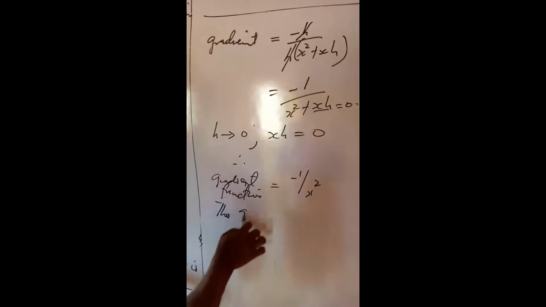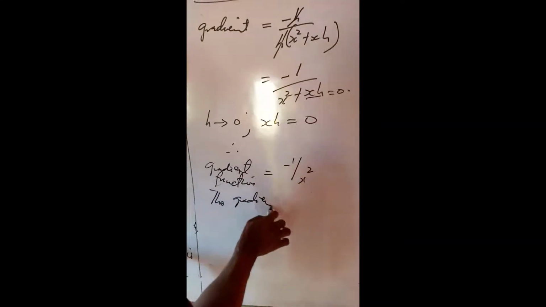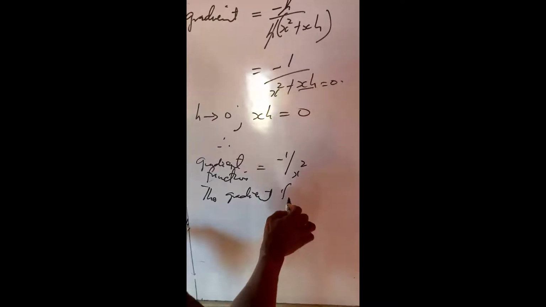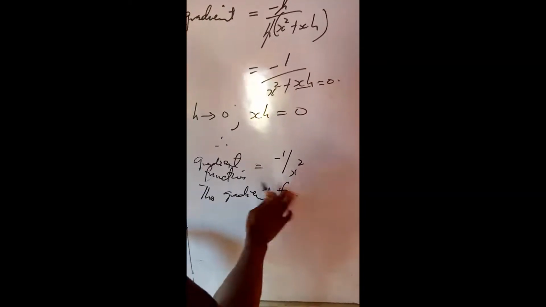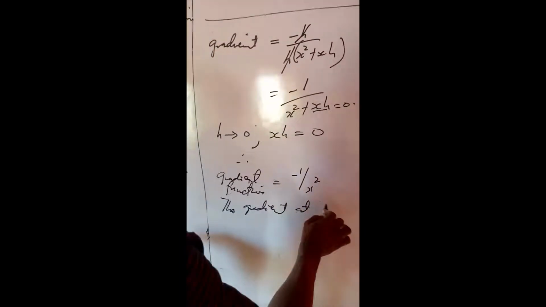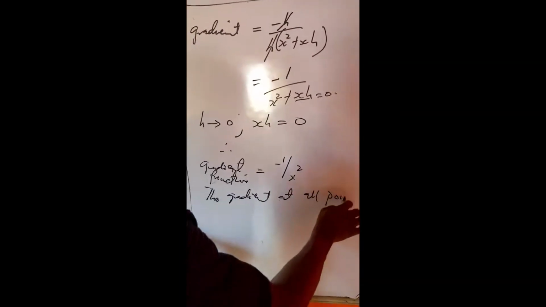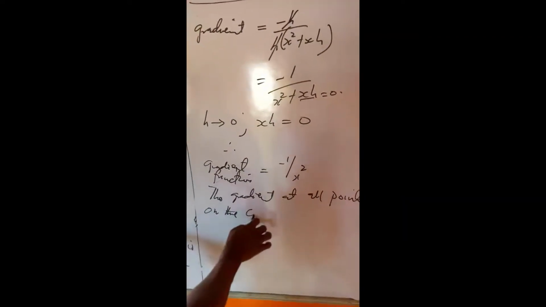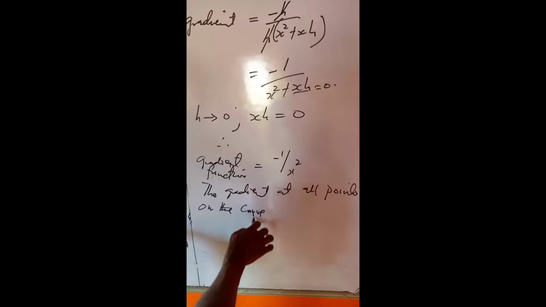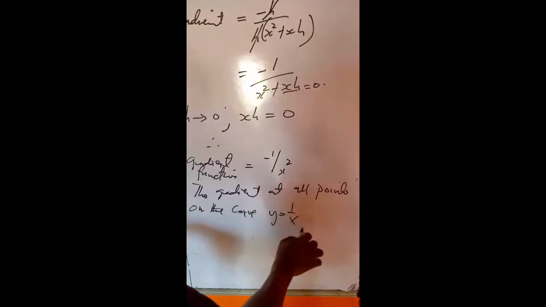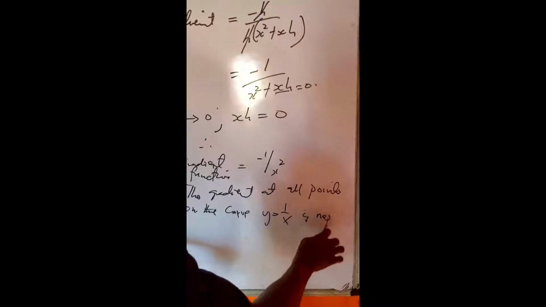So the gradient function, the gradient at all points on the curve y equals 1 over x, is what? It's negative 1 over x squared.